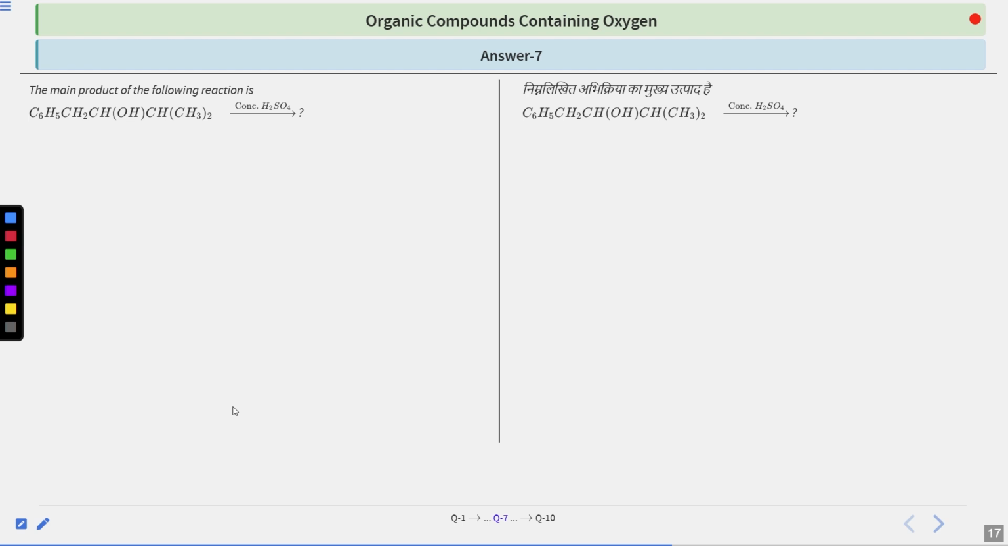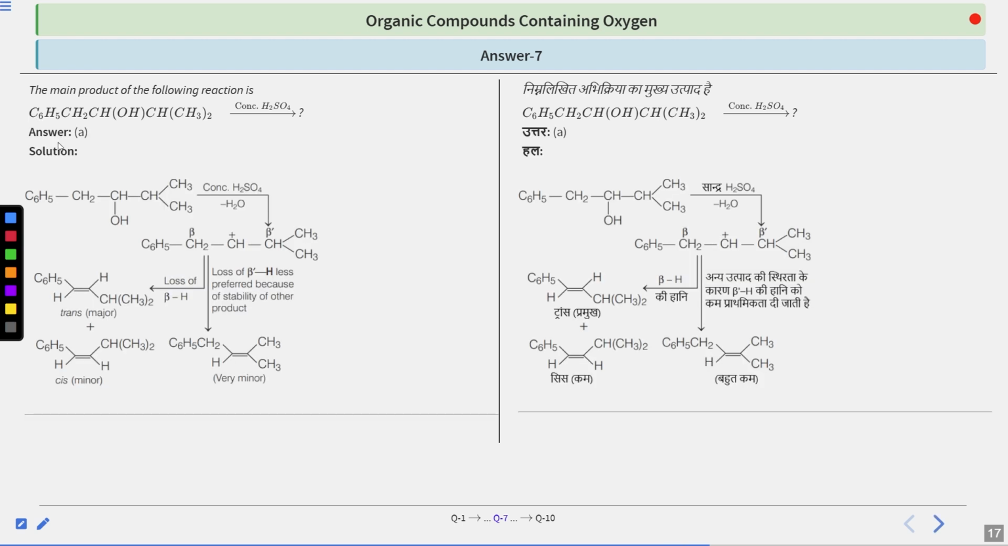Okay, let's see. The correct answer for the given question is option A. So we have given this reactant C6H5CH2CH(OH)CH(CH3)2. When you react it in the presence of concentrated H2SO4, it will eliminate one molecule of water and form a carbocation like C6H5CH2CH(+)CH(CH3)2. So the carbocation is at this carbon, and on the left hand side of that carbocation we have the beta carbon, and on the right hand side we have the beta prime carbon. Now two things can happen.